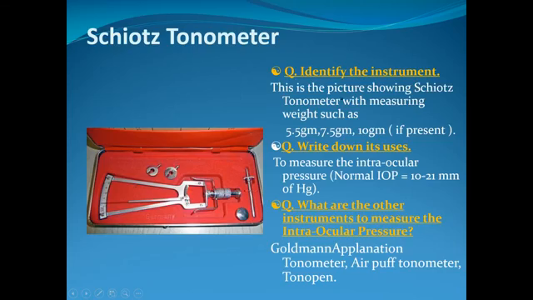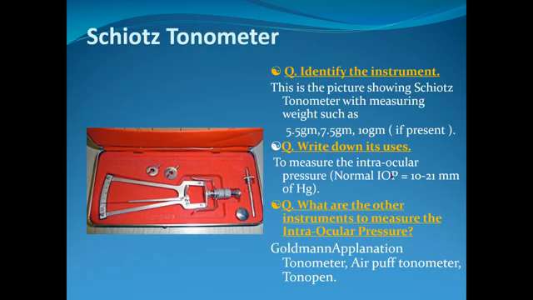Identify this picture showing a Schiotz tonometer. What is the identification? Just write Schiotz tonometer with some weights like 5.5 gram, 7.5 gram, and 10 gram. If present, these are the weights: one, two, three. You must write with 5.5 gram measuring weight, 7.5 and 10 gram. And write down its uses. The use is to measure the intraocular pressure.